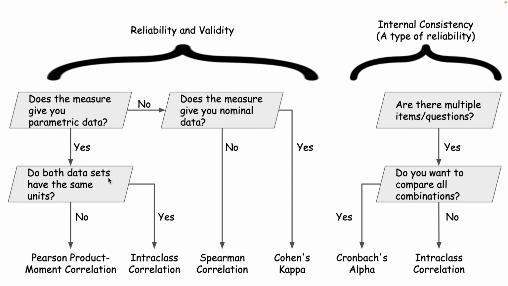What Cronbach's alpha does is split the questionnaire up into every combination of two halves. Top and bottom half, odds and even questions, all those different combinations, and does the comparison over all of them.